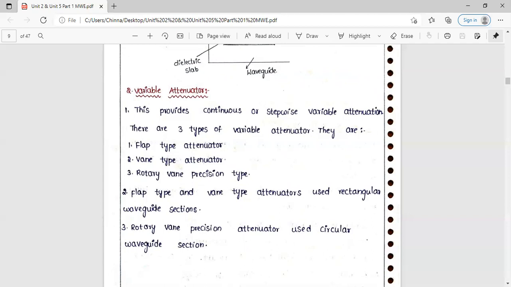Flap type and vane attenuators are used for rectangular waveguide sections most often. Both the flap type and vane type are used for rectangular waveguide sections.